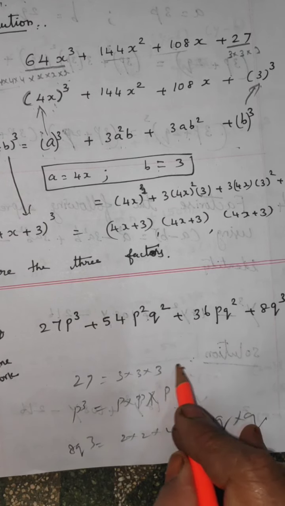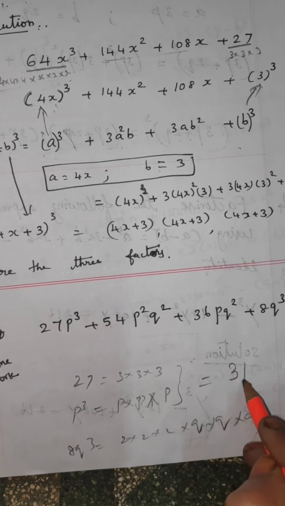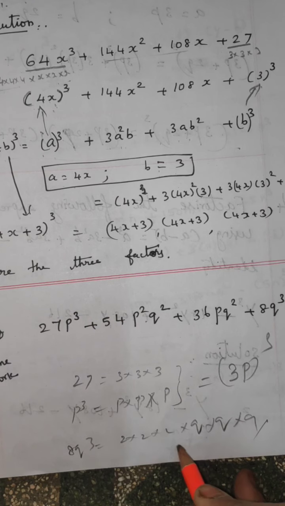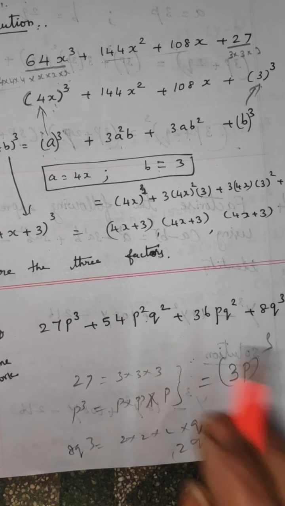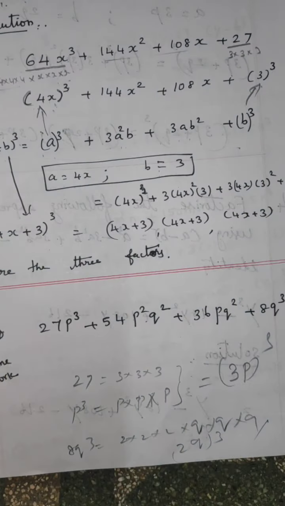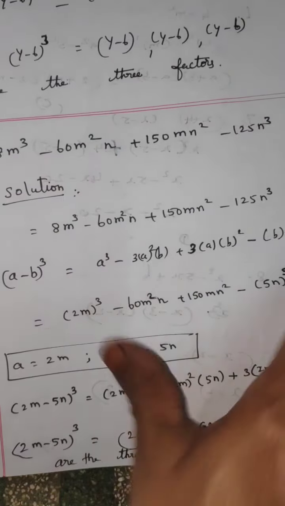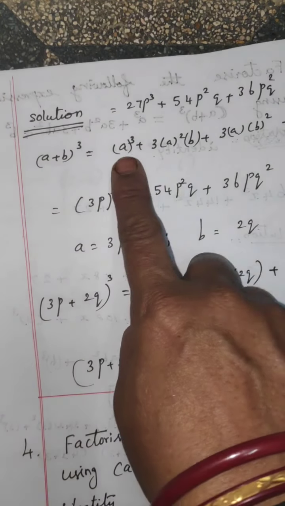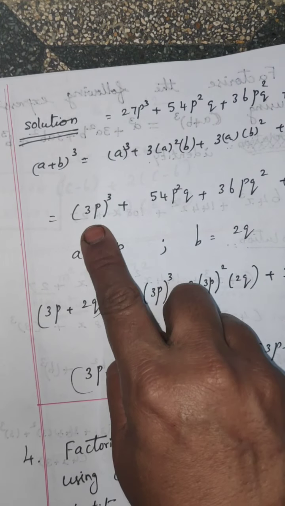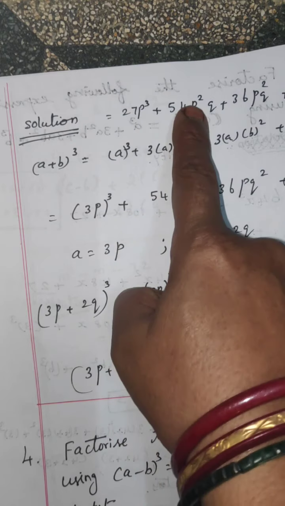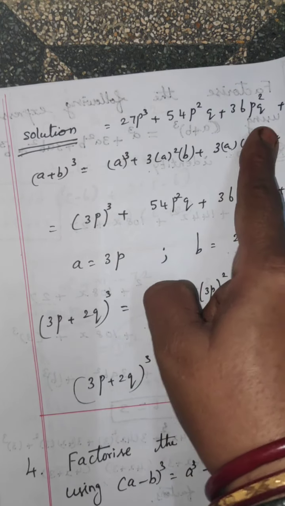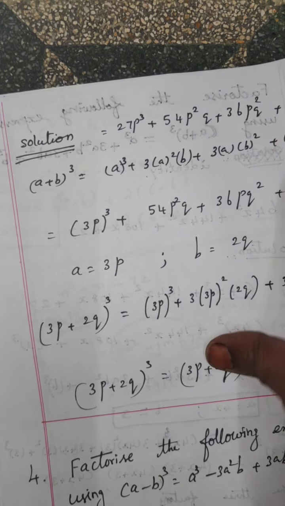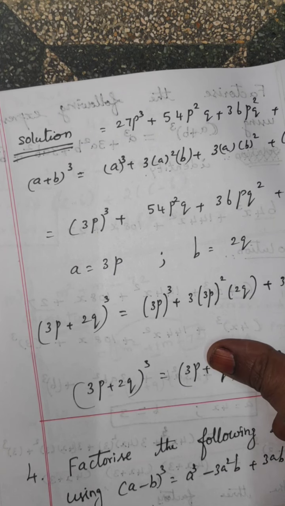Okay, now this also, how to write? (3p) whole cube. Here (2q) whole cube. You write and find the answer. The same method only, I explained one time, see there. 27p cube. So you write in (3p) whole cube plus 54p squared q squared, 36p q squared plus 2q cube.